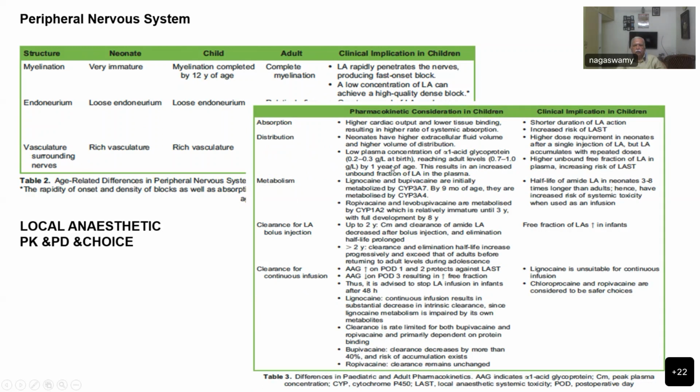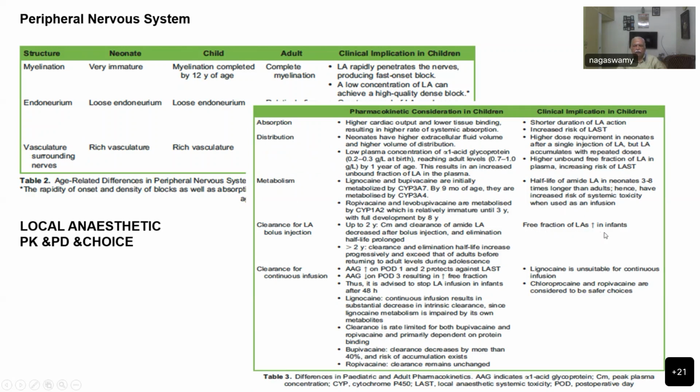So the drugs which are fast absorbed are likely to produce a shorter duration. The half-life of amides is 3 to 8 times longer than in adults because their metabolism is slower, and so the toxicity also is likely to be more. So with all amide local anesthetics, you have to keep very watchful guidance on the dosage of the drug.